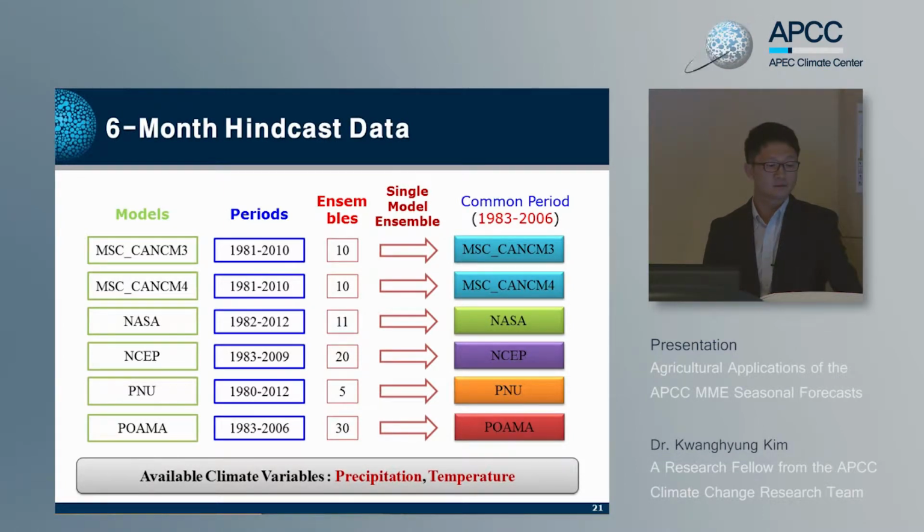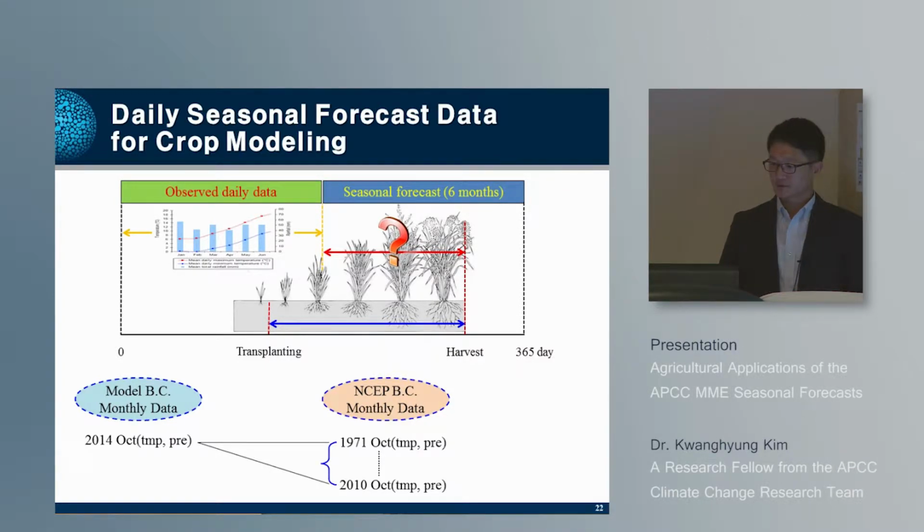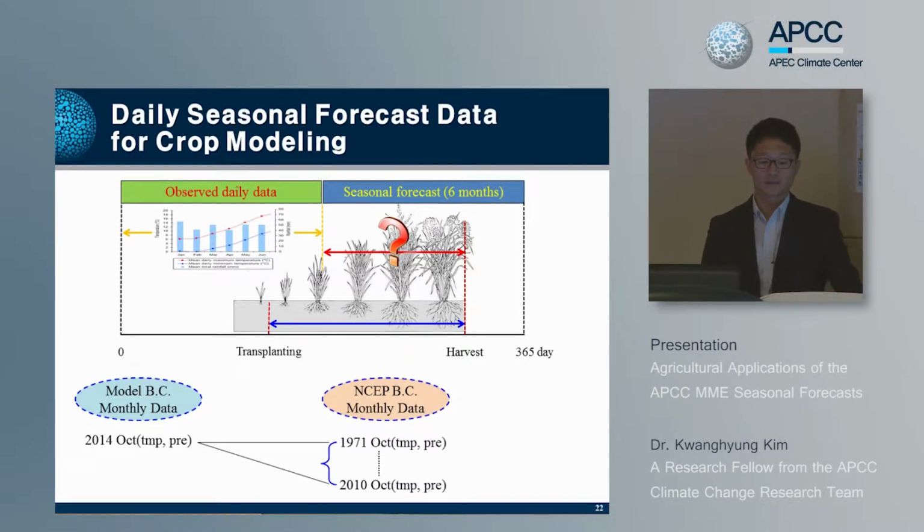From 6-month hindcast data, we can use temperature and precipitation to globally simulate a crop model. To predict crop yield for the past period, in other words before the time of forecasting, we can use observed daily data. And then for the future period, forecasted daily data can be used for crop models.